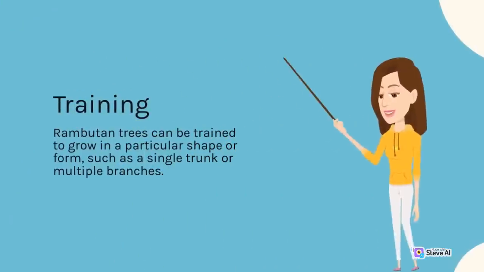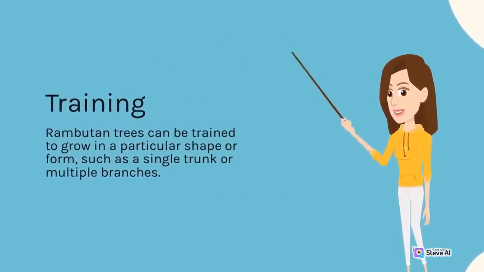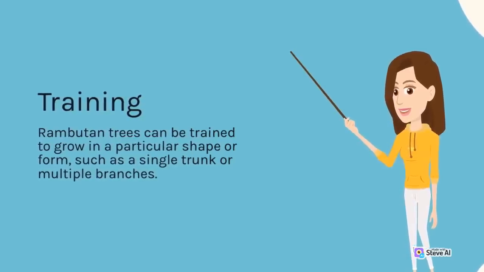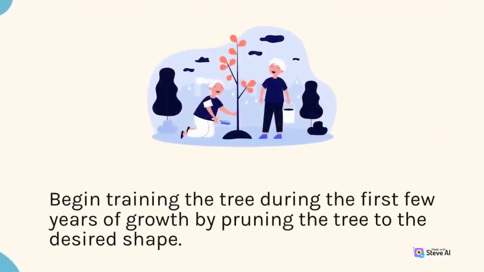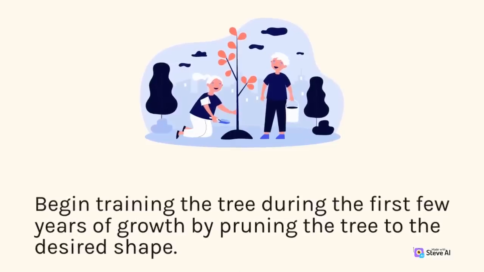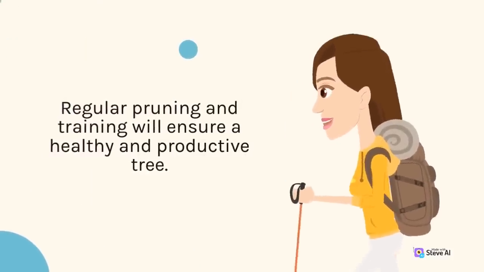Training. Rambutan trees can be trained to grow in a particular shape or form, such as a single trunk or multiple branches. Begin training the tree during the first few years of growth by pruning the tree to the desired shape. Regular pruning and training will ensure a healthy and productive tree.